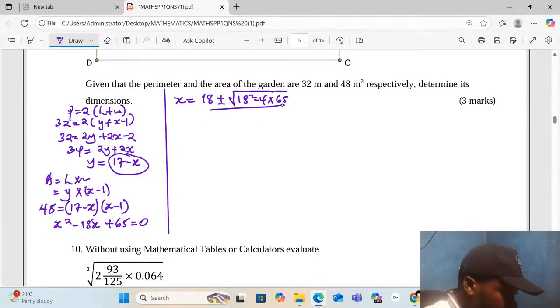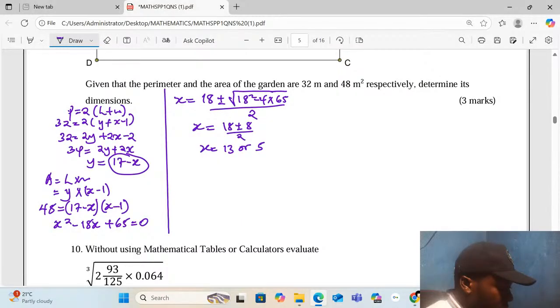Now divide by 2a. The value of 2a now becomes 2 times 1, that is 2. So we shall now have our x equal to 18 plus or minus 8, divided by 2. So x will be equal to 13 or 5.